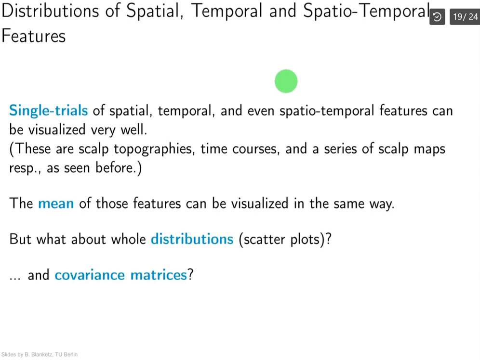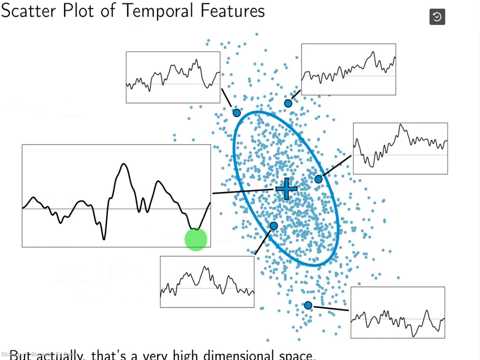Now, what about the distribution of spatial, temporal, or joint spatial temporal features? We have seen in the previous slides that single trials of temporal, spatial, and even spatial temporal features can be visualized very well using scalp topographies, or by analyzing the evolution of time courses or time amplitudes, or some other scalp map representation. But what about the distributions of the single trials or epochs as a scatter plot? Can we visualize them as scatter plots? How about the covariance matrices? We can definitely visualize the scatter plots of temporal features as follows.